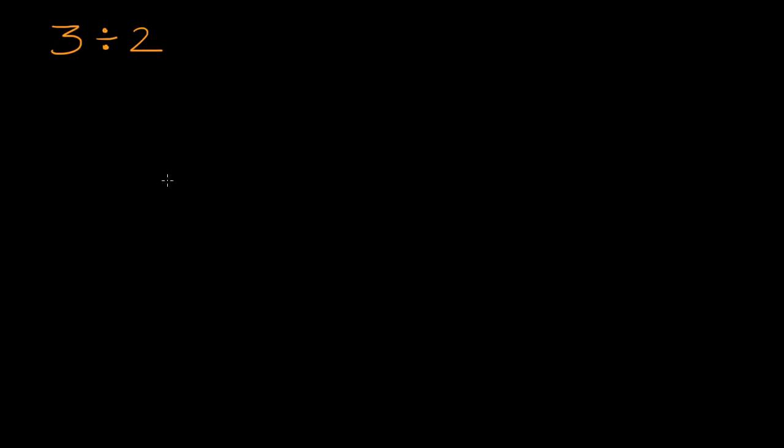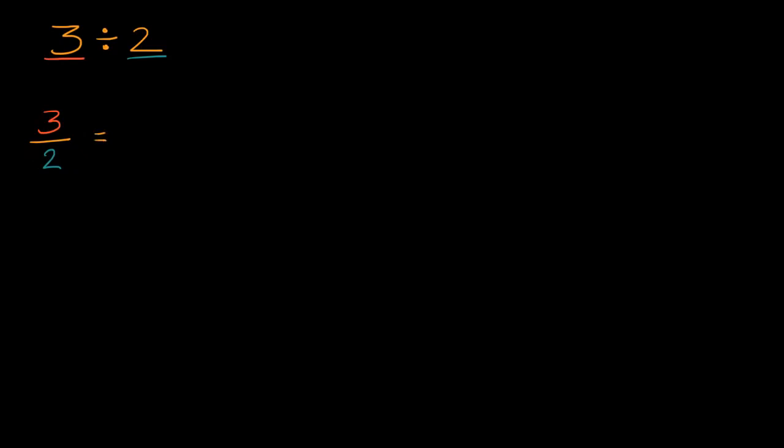And like all things in mathematics, there's multiple strategies that you can use to try to figure out what 3 divided by 2 is. One strategy is, well, let's just rewrite this as a fraction. So 3 divided by 2, you could write that as 3 over 2. Or you could say this is the same thing as 3 halves. But how can we express this as a decimal? Well, you might recognize that 3 halves is the same thing as 2 halves plus 1 half.